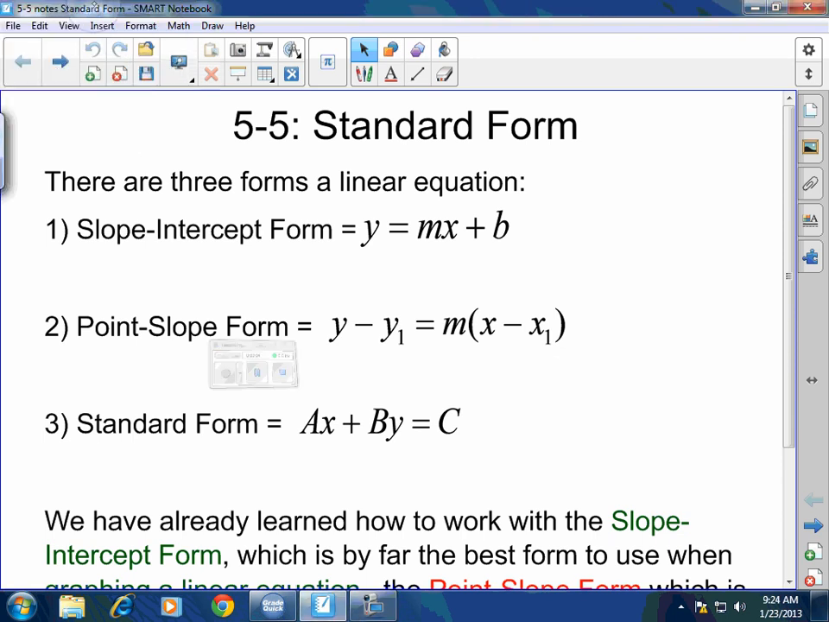Today we are going to discuss 5-5, and we're going to talk about the standard form of linear equations. So far, I like to always review stuff. So far, we've learned 2 of the 3 forms of linear equations.